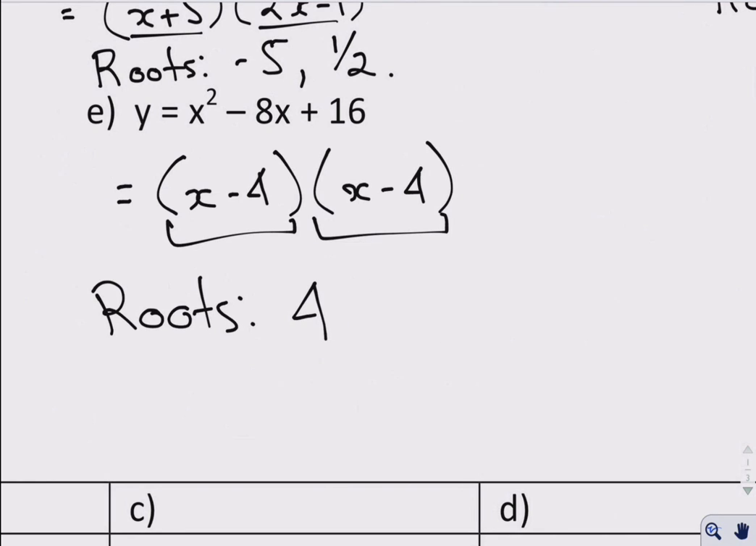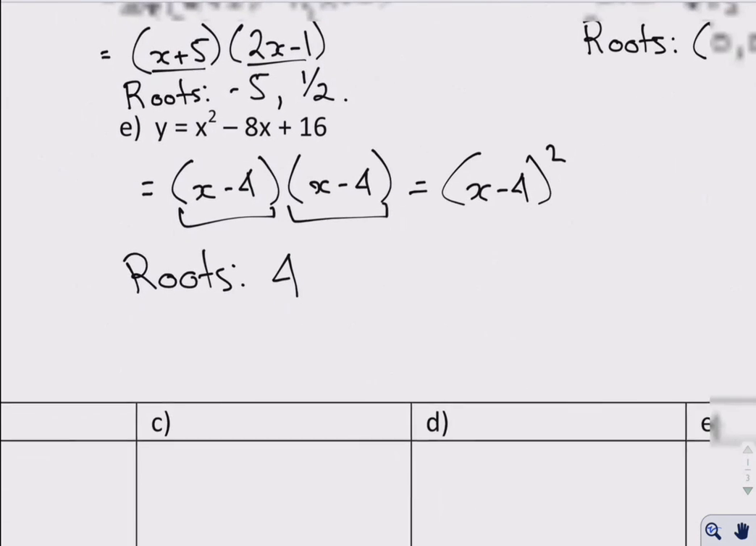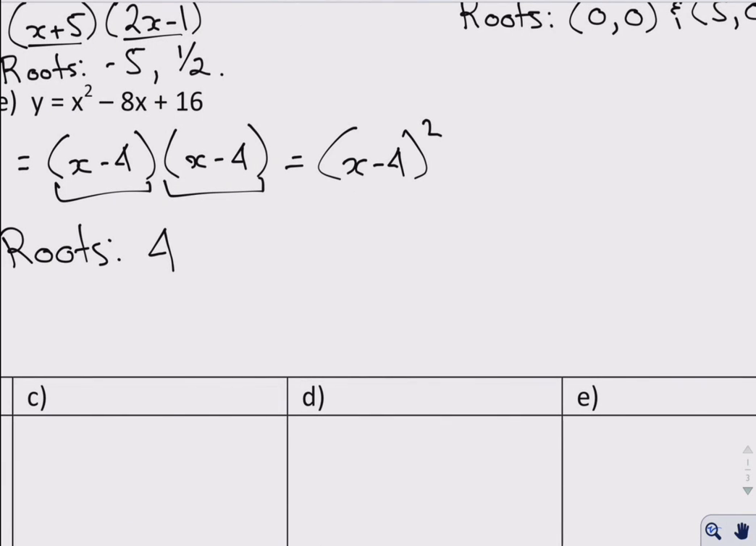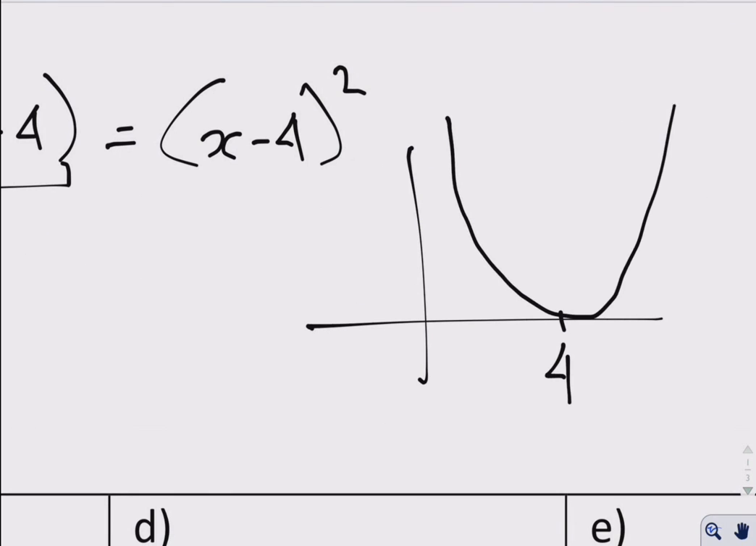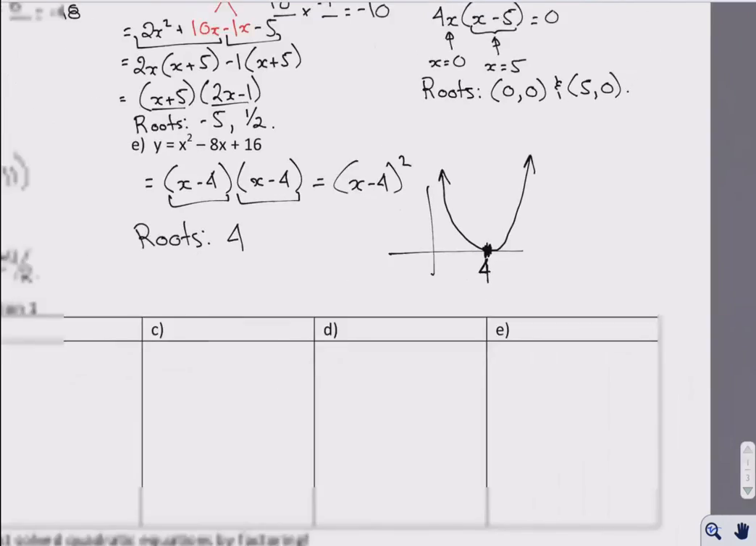In fact, I could have written my last expression as x minus 4 squared. What does this mean? Well, x squared minus 8x plus 16 is a parabola, and it opens up. So if my vertex, my root, is 4, that means over here at 4, my parabola is going to come down, go up. I have one root. Okay, it's not the best drawing, but you get the idea. The very bottommost point is at 4, and that's the only time it touches the x-axis.